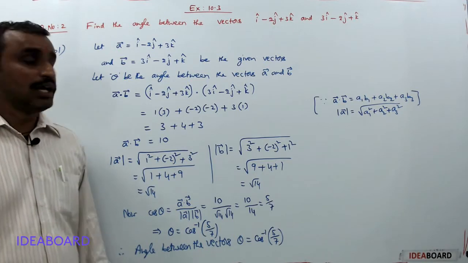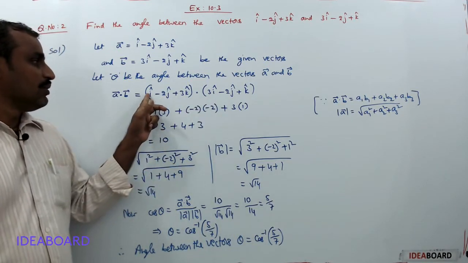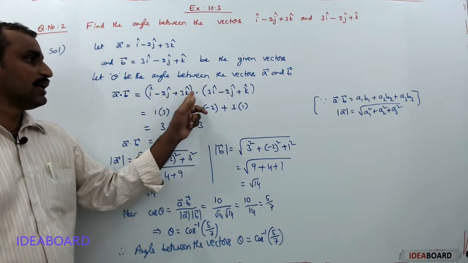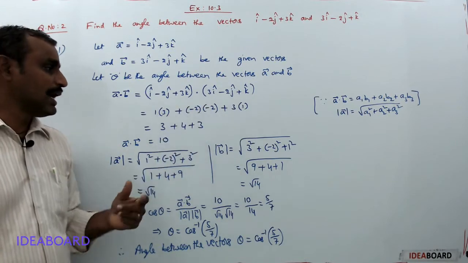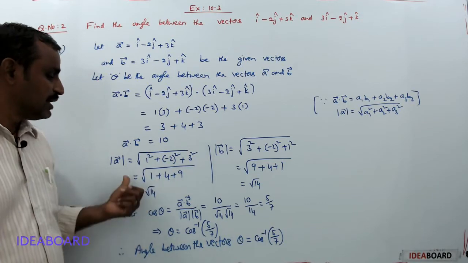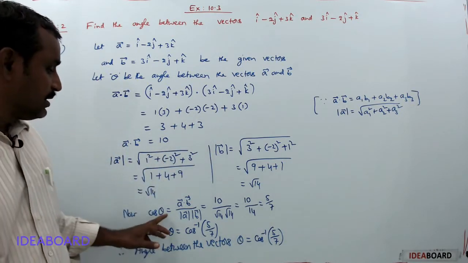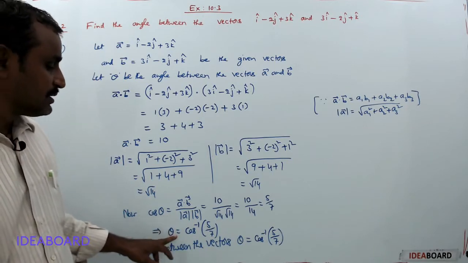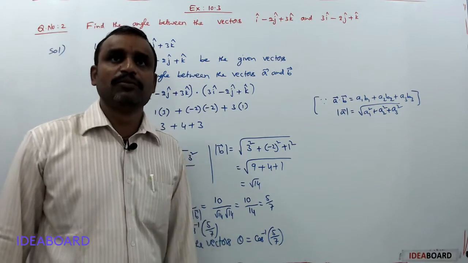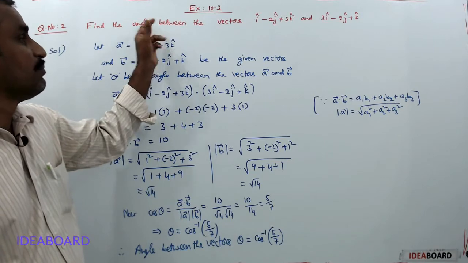Now, do you understand how to apply the dot product? Multiply the i coefficients, next the j coefficients, and the k coefficients, and add all of them. Then you will get the result of the dot product A bar dot B bar. Then calculate the magnitudes separately for A bar and B bar. Then apply them in the formula, and you will get the theta value. The angle between the vectors theta is equal to cos inverse of 5 by 7. This is the required solution for question number 2.